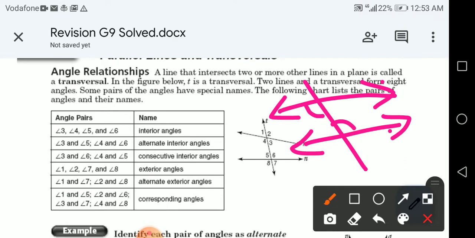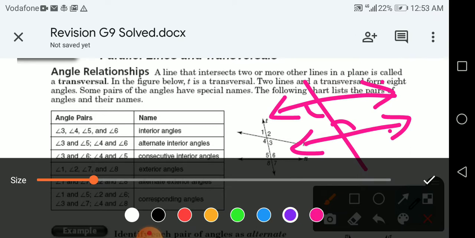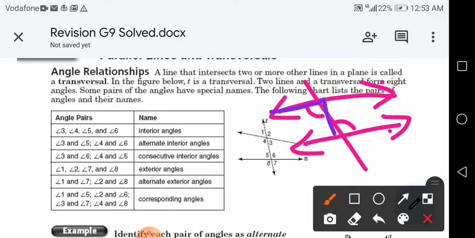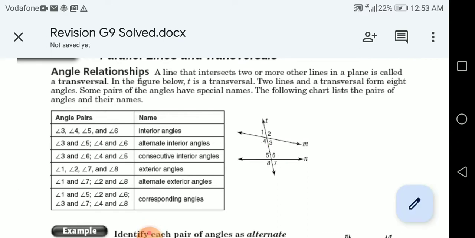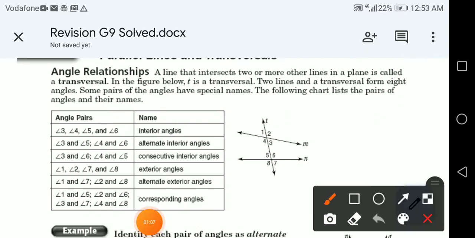So the first relation, if I have here with another color, the letter Z. So this letter Z, this is alternate interior angles. What about here? The angle 4 and angle 6, the relation between them is alternate interior angles. What about here 3 and 5? 3 and 5 are also alternate interior angles.